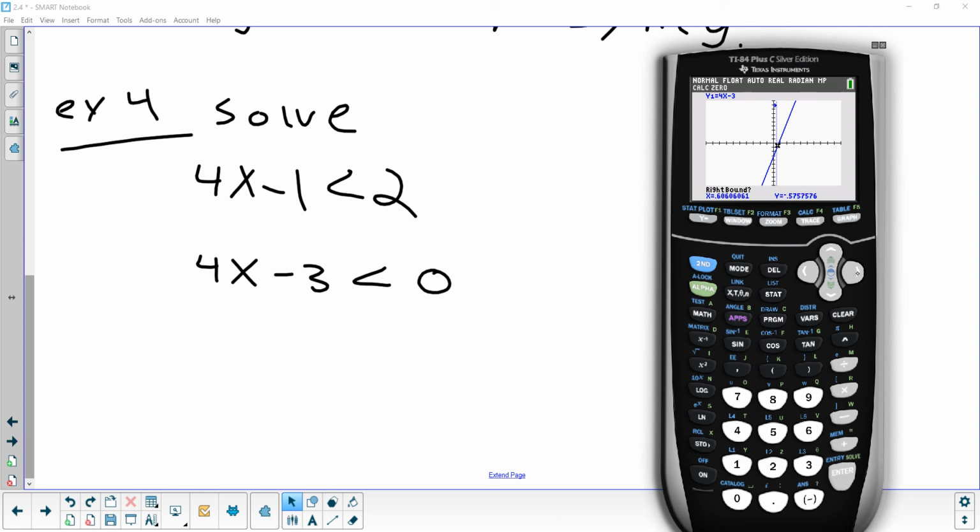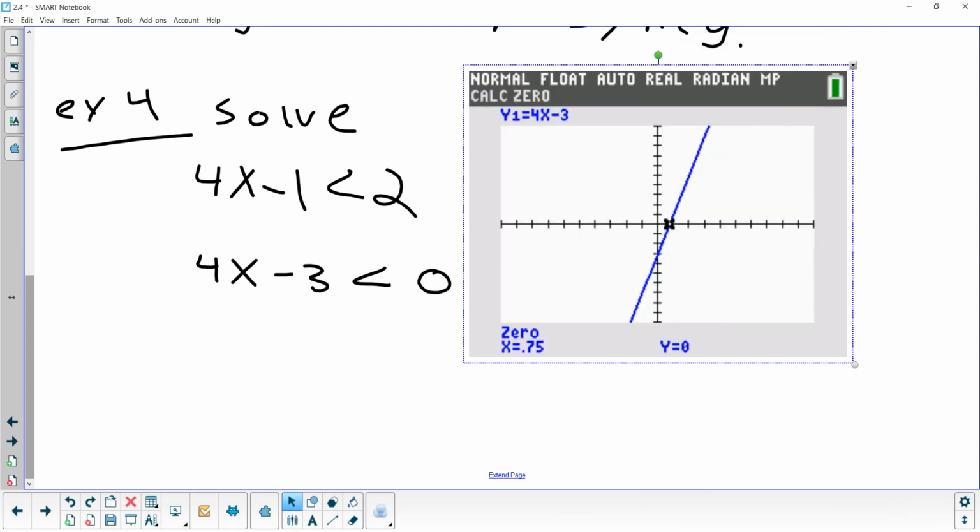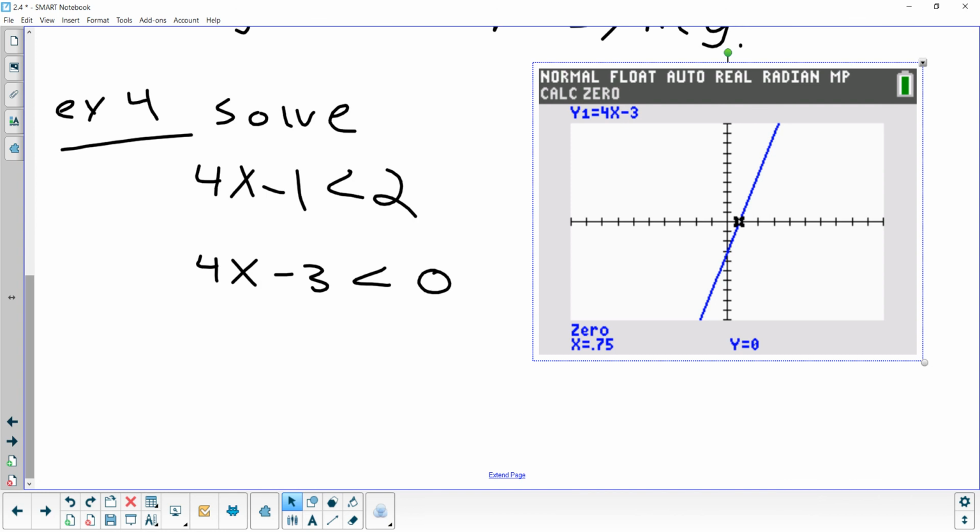So pick a point to the left, right, and do my guess. So 3/4 is kind of like the dividing line here. If you pick values on one side of 3/4, you're going to get positives. If you pick values less than 3/4, you're going to get negatives.